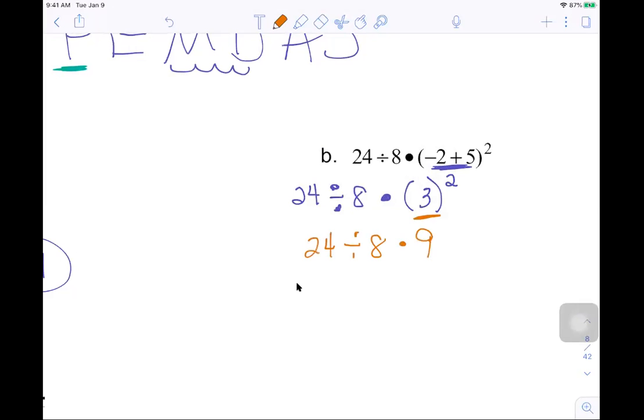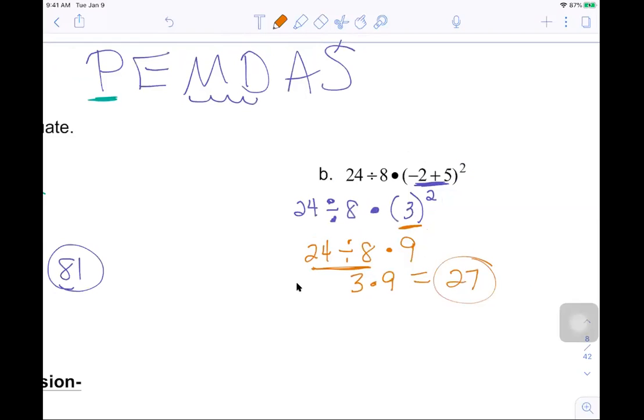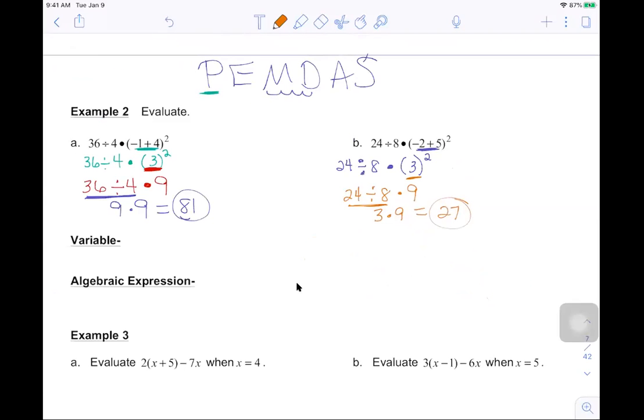And then Haley, since hopefully you're still here with me, division. 24 divided by 8 is? 3. And then finally 3 times 9 makes? 27. Perfect. Awesome job. So we have two examples there where we're using that PEMDAS order of operations.